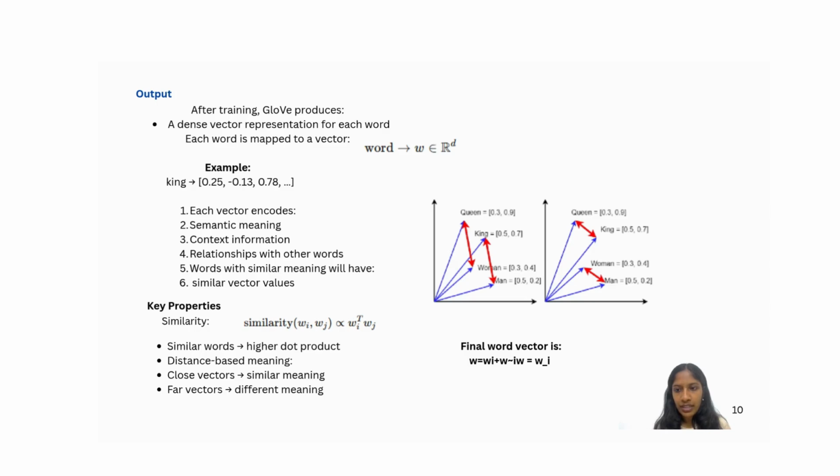Similarly, words with similar meanings like car and automobile will be located close to each other in this space. So distances in this vector space correspond to semantic similarity. In other words, GloVe transforms language into a structured mathematical landscape where meaning is encoded in positions and relationships between vectors. This representation is extremely useful and forms the foundation for many modern NLP applications such as text classification, machine translation, and semantic search. So, to conclude, the output of GloVe is not just a set of vectors, it is a powerful mathematical representation of language itself.